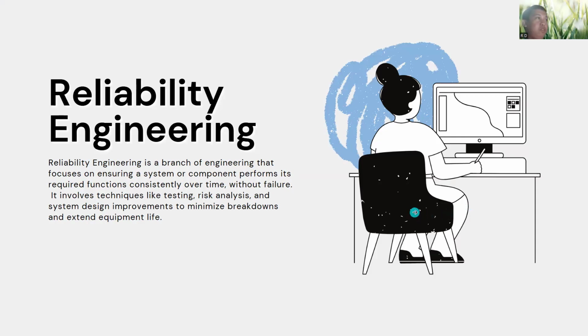Reliability engineering. Reliability engineering is a branch of engineering that focuses on ensuring a system or a component performs its required function consistently over time without failure. It involves techniques like testing, risk analysis, and system design improvements to minimize breakdowns and extend equipment life.